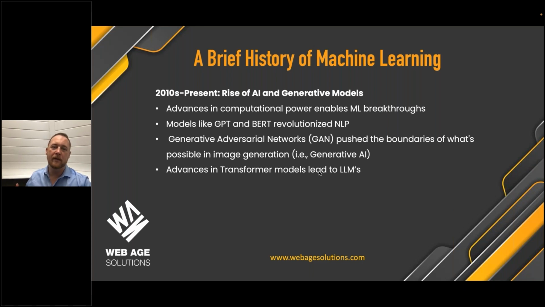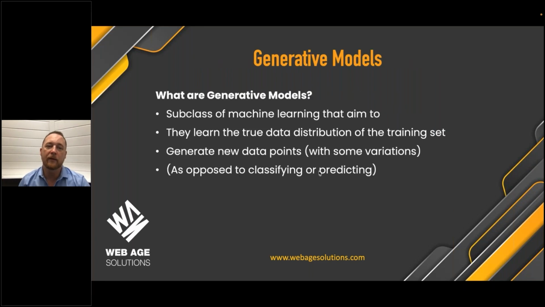At the same time, adversarial networks pushed the boundaries of what's possible. They were used originally a lot in image generation, another form of generative AI. And then finally in 2017 and after that, the transformer and attention-based models led to today's large language models.